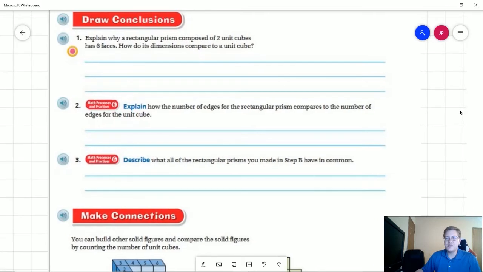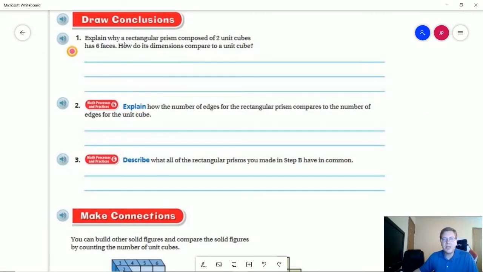I don't normally do this part, but I want to explain it. So explain why a rectangular prism composed of 2 unit cubes has 6 faces. How do its dimensions compare to a unit cube? It stays the same. If I take 2 of these and put them side by side, or 3 of them and put them side by side, as long as I'm keeping a rectangular prism, I'm still going to have one longer face on top, a longer face on the bottom, and then I'm going to have 2 shorter faces on the far end, and then everything else will be the same size.